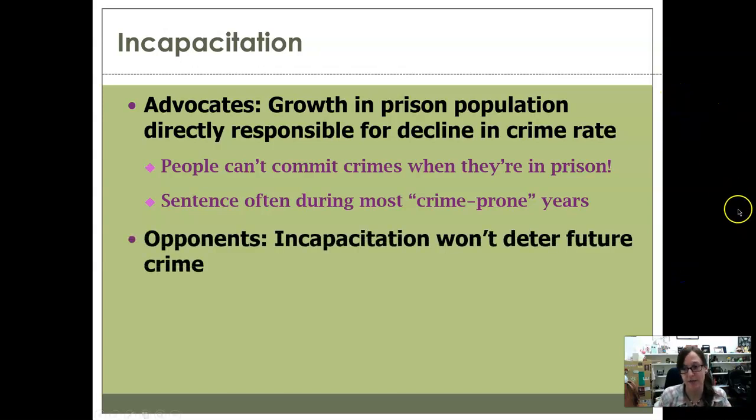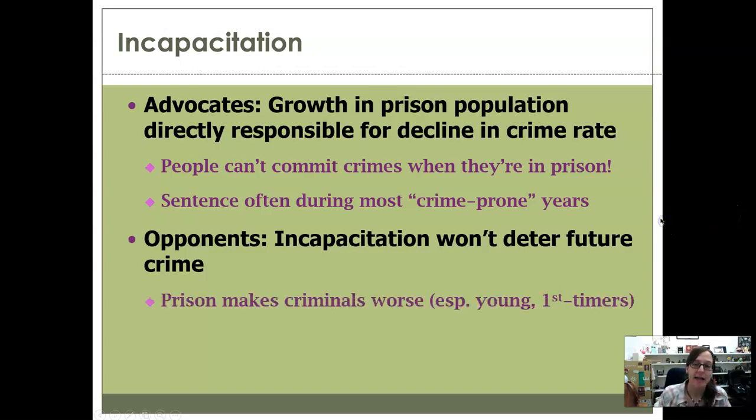Opponents, however, of incapacitation basically say incapacitation doesn't deter future crime. And in fact, research has shown that prison makes criminals worse, especially young offenders and first-time offenders. So if somebody commits a crime and they get caught for it, maybe that would have been enough to turn their life around, but now they're being sent to prison and interacting with a whole bunch of other criminals where everybody talks about how they got away with things, and you learn the justifications for crime. So not just the techniques, but the moral justifications. So the longer you're in prison, the more that's going to have an effect on your view of the world.